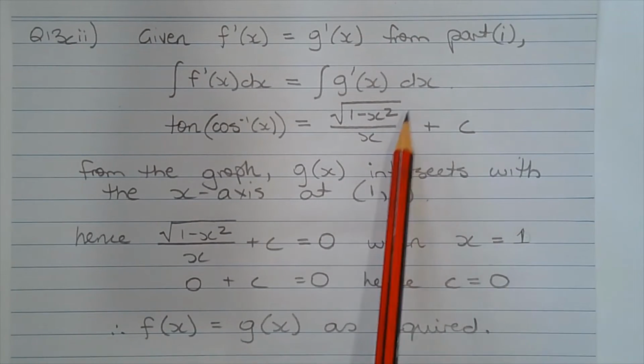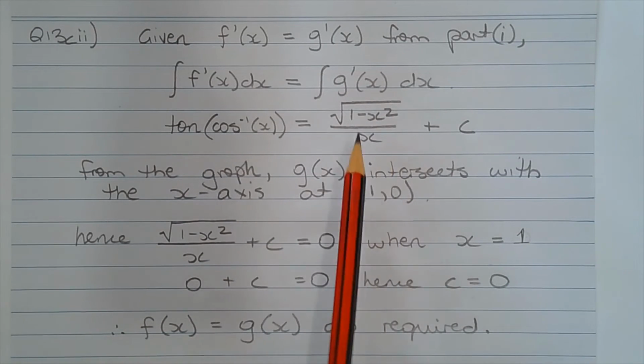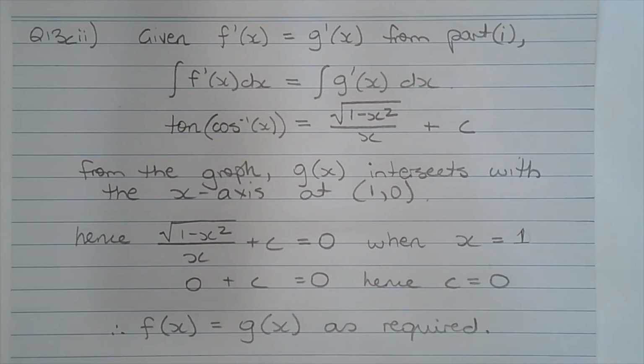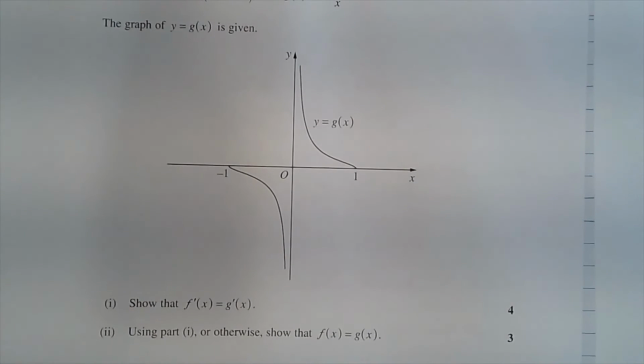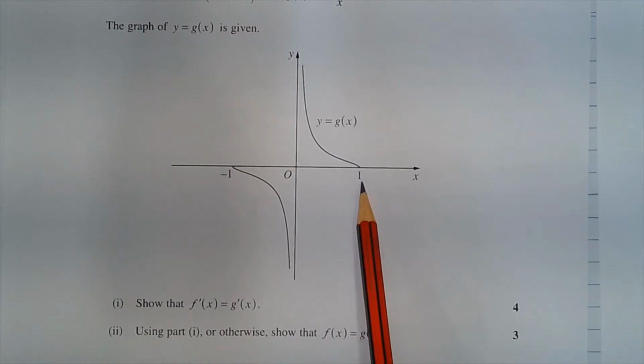Now this constant is a combined constant, so each integral will generate its own constant, but they can be combined into a single constant on one side of the equation. And we need to find the value of this constant to prove that f of x equals g of x. Now from the graph, g of x intersects with the x-axis at the point 1, 0, so that's the x-intercept of the graph. So going back to the graph there, that's this point here.